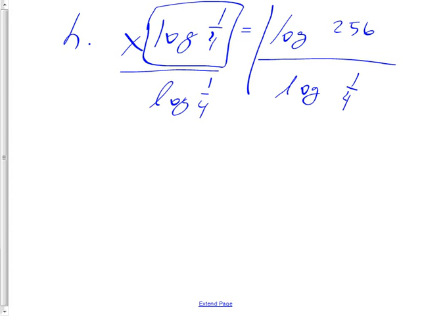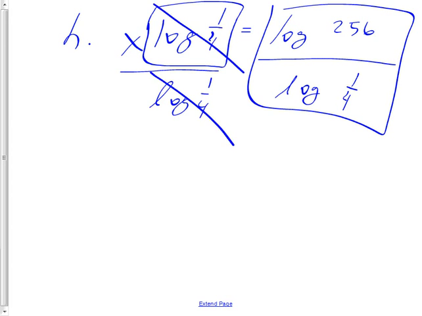Have you ever seen something like that before? Yeah, when you do a base change. Do you remember doing that? So this is a way your calculator would be able to handle it. See, these will cancel, and x is equal to that, which is a base change. Now, if I was typing it into a calculator, I would say log 256 over log 0.25. That way I don't have to have parentheses around this 1/4, but it wouldn't be that hard to put the parentheses around it.